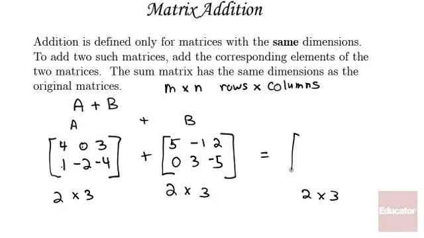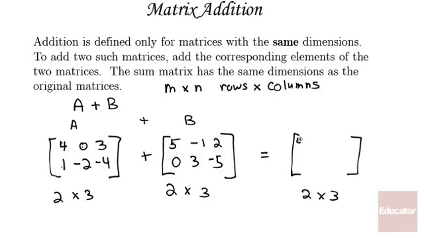Now, to add these, I'm going to add corresponding elements. Recall that corresponding elements occupy the same position in the matrix. So if I'm looking at row 2, column 2, the corresponding element over here is also going to be in row 2, column 2. So all I'm going to do is add corresponding elements.